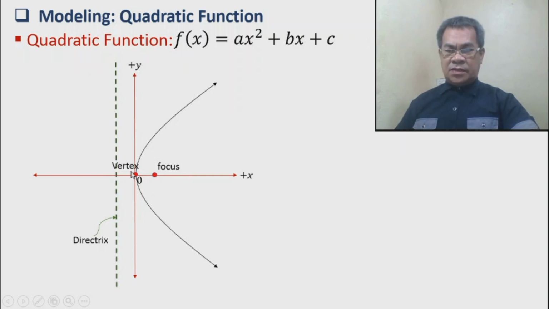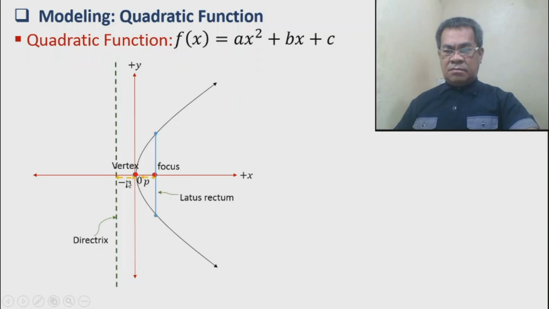Directrix, focus. So whatever distance here will be the same. So this is negative p, and this is positive p. So this is now the latus rectum. The latus rectum is a line that passes through the focus and is parallel to the directrix line. So we call this the endpoint of the latus rectum.